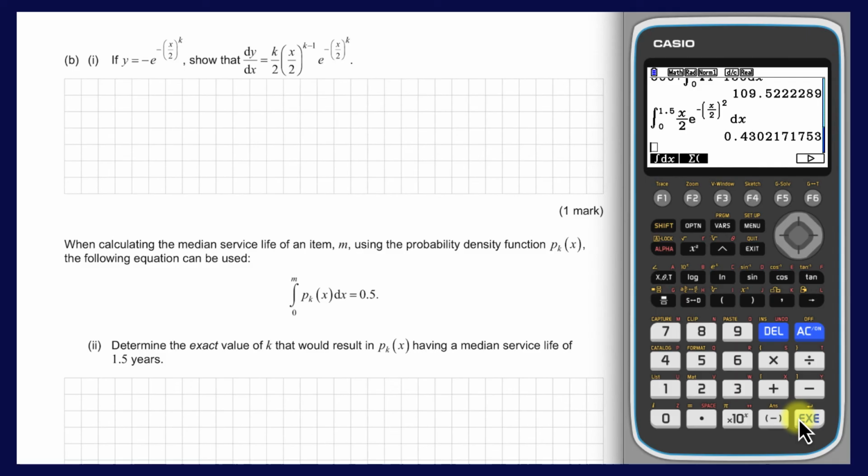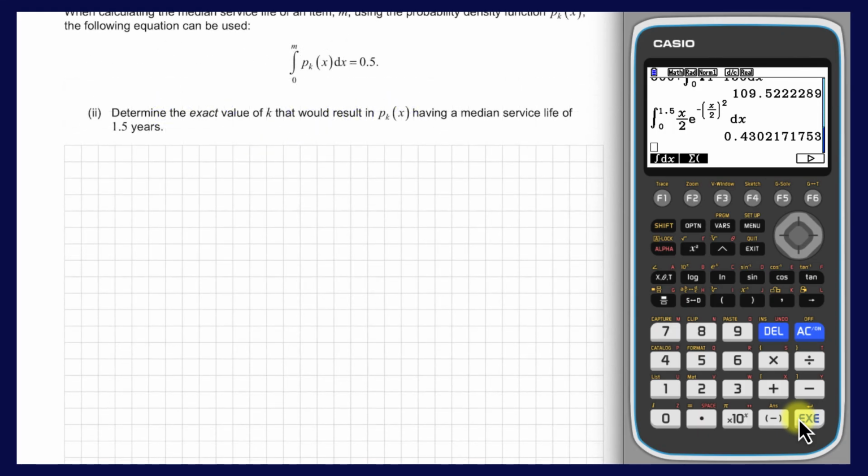B part 1. Now we're asked to show an expression for dy on dx for this new function y. So I'm going to do that using the usual laws. So we can clean that up a little bit. So that's as required.